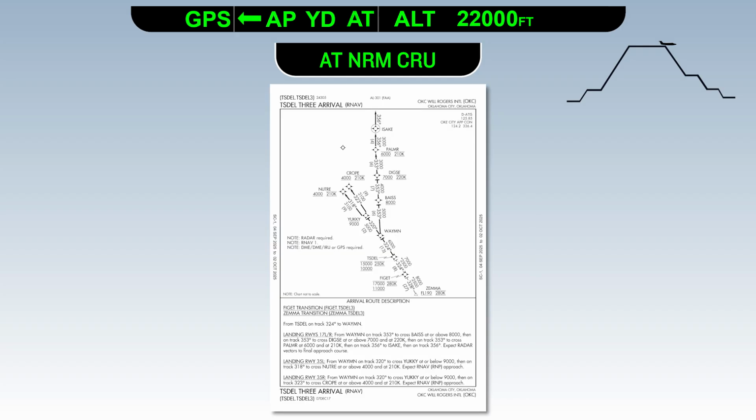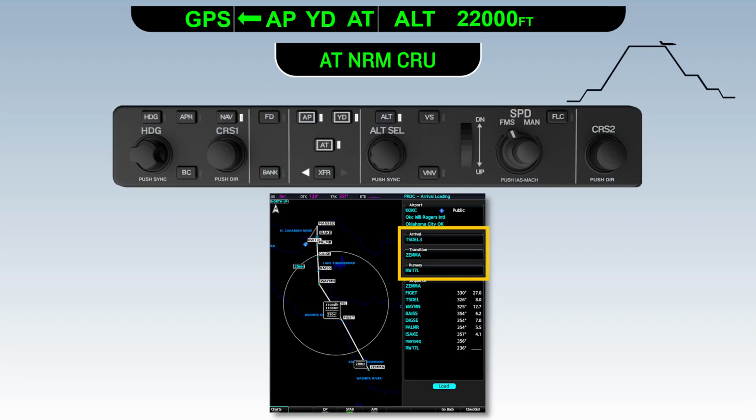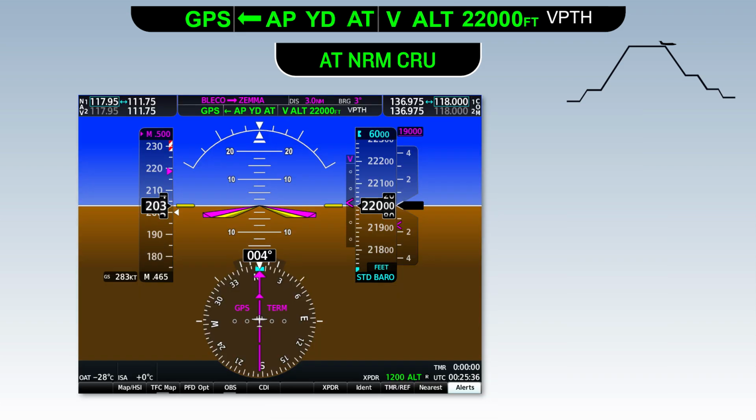We hear ATC tell us that we're cleared to descend via the Tisdale 3 arrival, and that Will Rogers is landing runways 17 right and left. We'll verify we have the correct transition selected for our arrival in the flight plan, then set up VNAV by lowering the altitude selector to the bottom altitude on the arrival of 6,000 and arming VNAV. Upon reaching the top of descent, the autopilot will capture and follow the VNAV path.